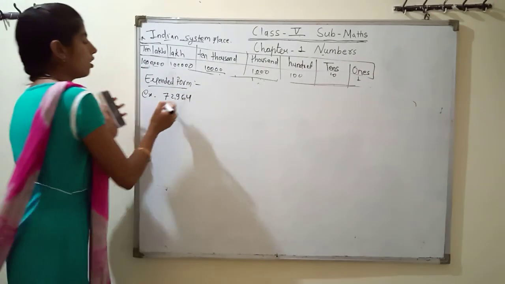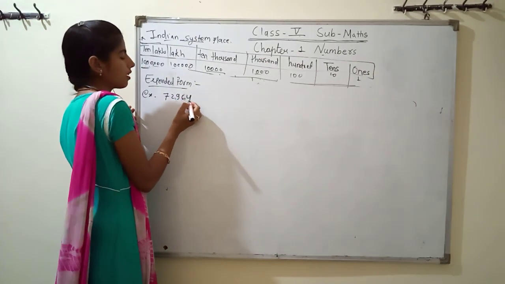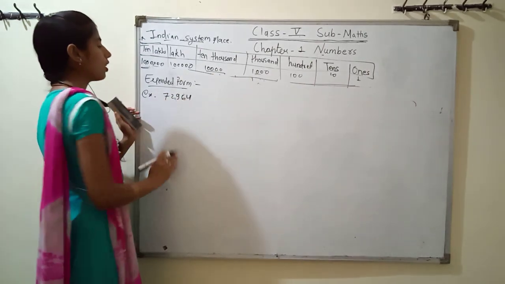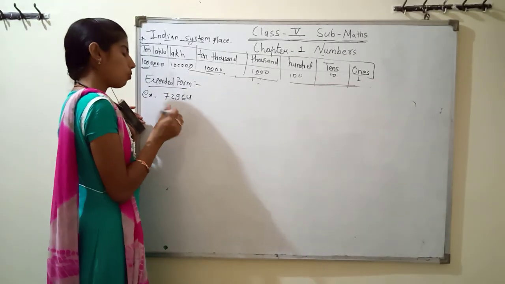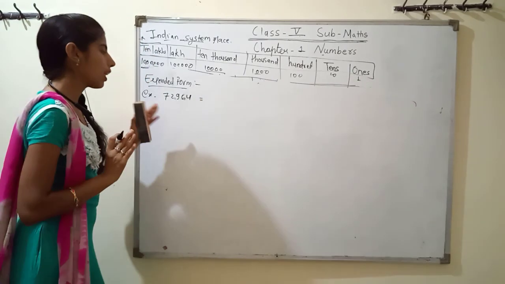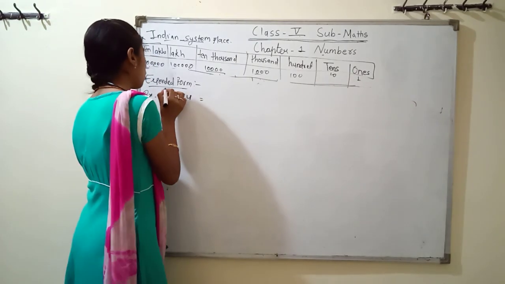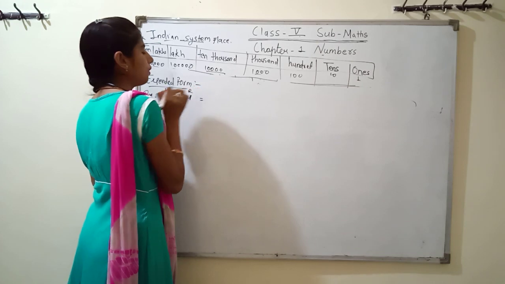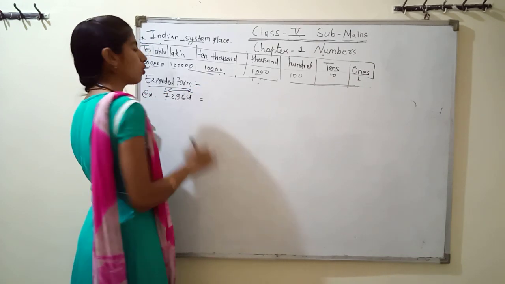Now we can see here 72,964. Now we convert it into expanded form. Simply, in expanded form, we write the place value. We can start from left to right or right to left. I will write from right to left.